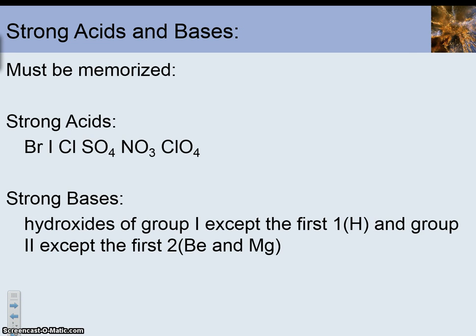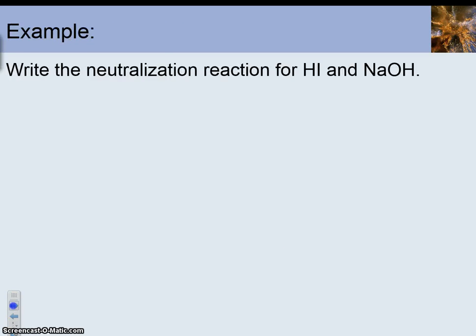What are the strong acids and what are the strong bases? Well, the strong acids are hydrogen combined with any of these: bromine, iodine, chlorine, sulfate, nitrate, and chlorate. And the strong bases are the hydroxides, OH added to any of the metals in group 1, except for hydrogen, because that would just be water, and group 2, with the exception of beryllium and magnesium. So beryllium hydroxide and magnesium hydroxide, they would still be bases, but they wouldn't be strong bases. So this is, unfortunately, something you've got to memorize.